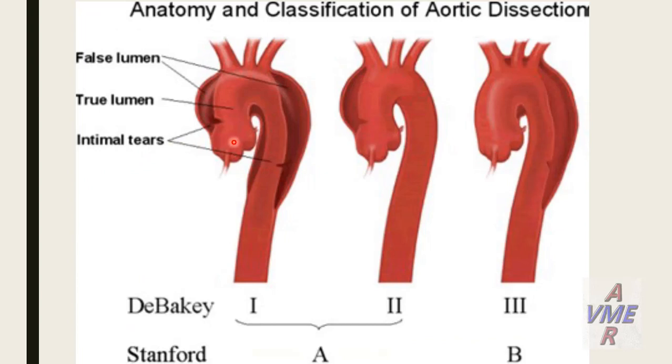This is the picture of the DeBakey type 1 originating at the ascending aorta and extending to the arch and descending, type 2 ascending, type 3 descending, and this is the Stanford classification: type A involves the ascending aorta, type B doesn't involve the ascending aorta.